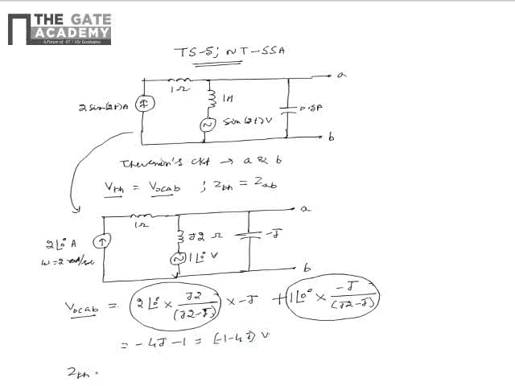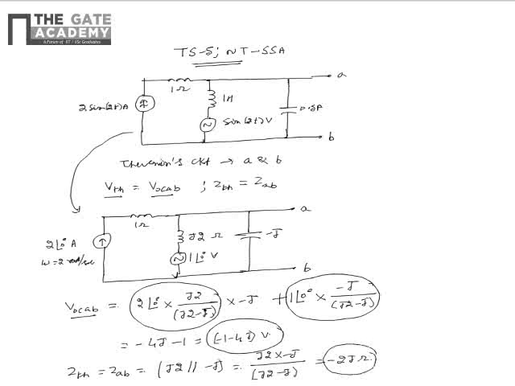Similarly, the Thevenin's impedance as seen from the terminals A and B can be written as shown. For this, we replace the current source by open and the voltage source by short. So we will be left with only the parallel combination of j2 and minus j. So this can be simplified as j2 multiplied by minus j divided by j2 minus j, that is equal to minus 2j ohms. So from this we see that Thevenin's equivalent circuit will have a voltage of minus 1 minus 4j volts, and it has an impedance of minus 2j ohms.